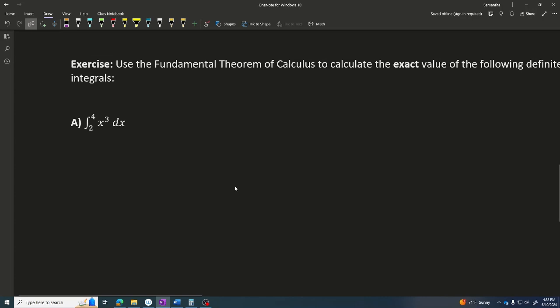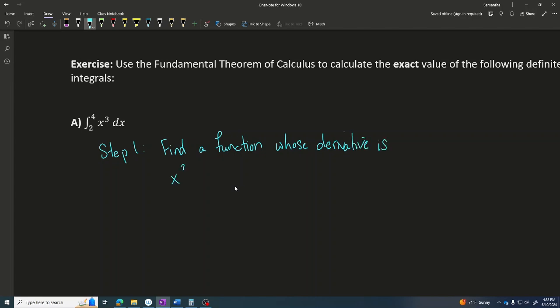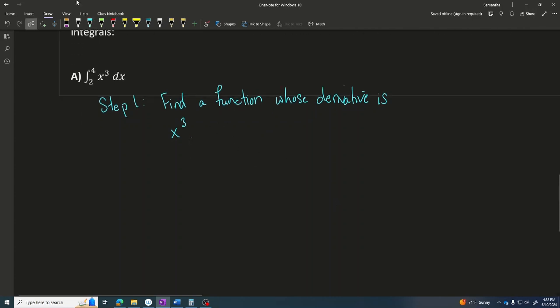The first thing that I'm going to do, step 1, is I'm going to find a function. I'm going to come up with any function whose derivative is this guy that I'm integrating. I'm going to find any function whose derivative is equal to x cubed. So can you think of any function where when you take the derivative, the result is equal to x cubed?